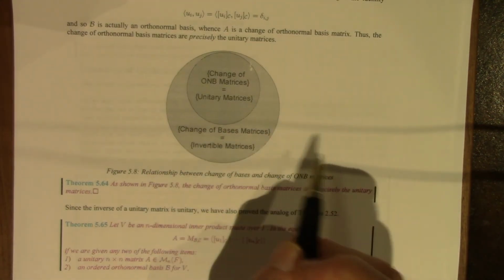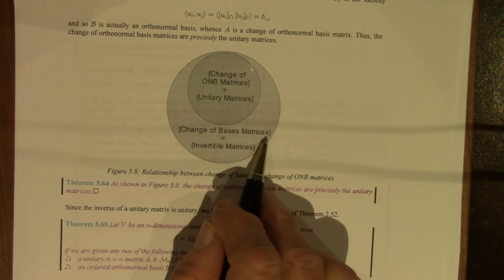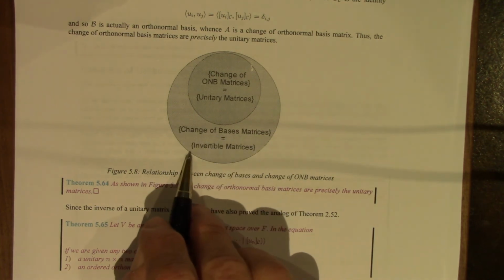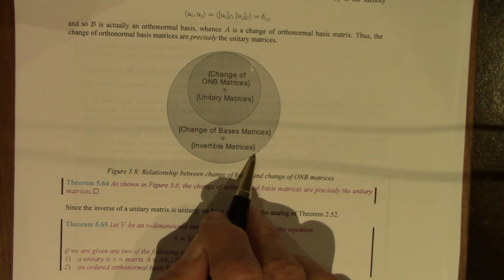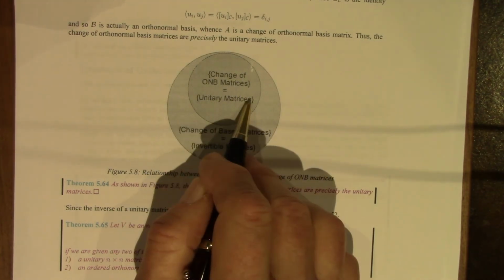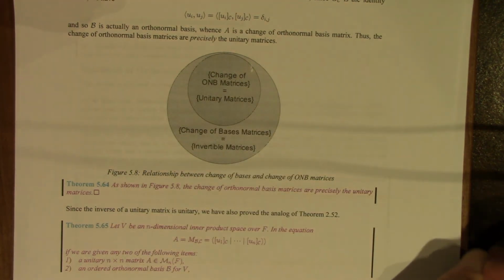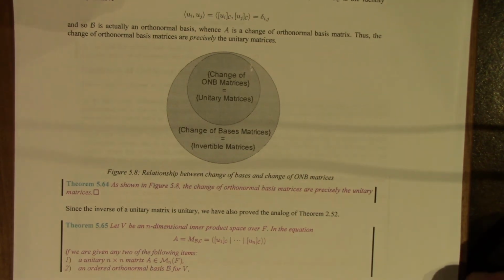And here's the picture. The big circle says the change of basis matrices are the invertible matrices. Inside the circle, the unitary matrices are the change of orthonormal basis matrices. It's a nice, beautiful picture.